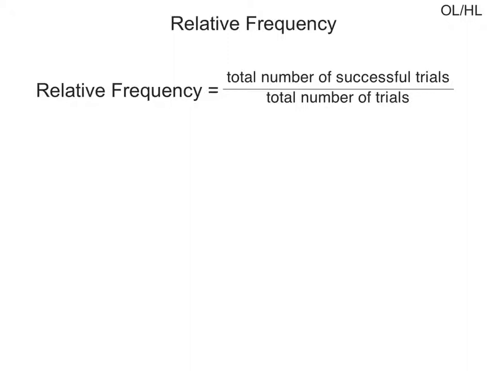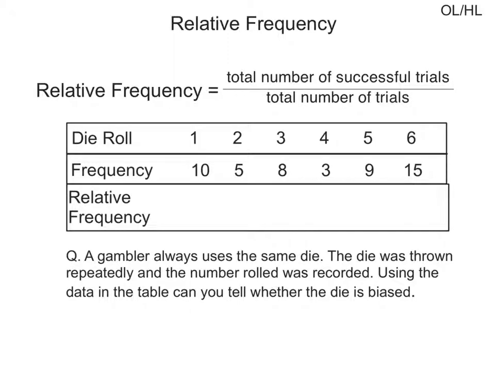Let's take a look at a relative frequency question. The question states that a gambler always uses the same die. The die was thrown repeatedly and the number rolled was recorded. Using the data in the table, can you tell whether the die is biased? If the die is unbiased, there should be an equal relative frequency for each number. As we know from rolling a die, we are equally likely to obtain a 1, a 2, a 3, and so on. To answer this question, we will calculate the relative frequency for each number.